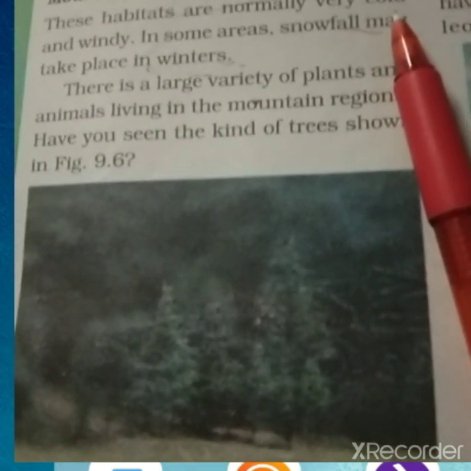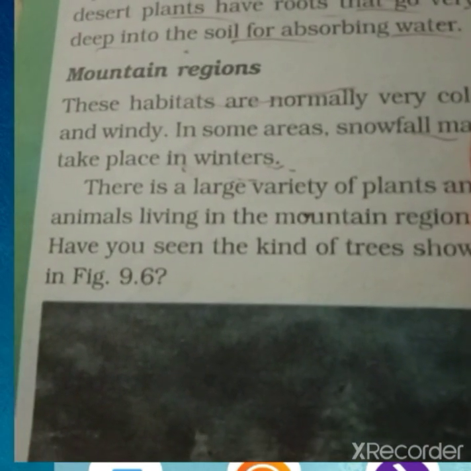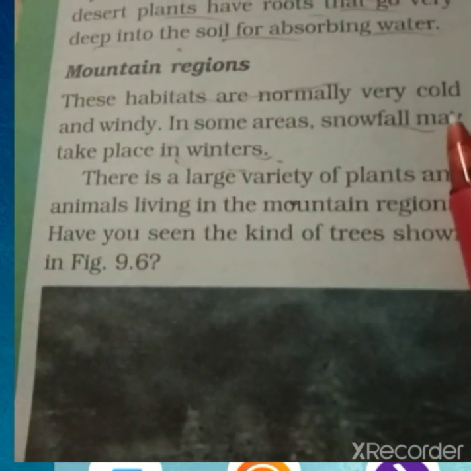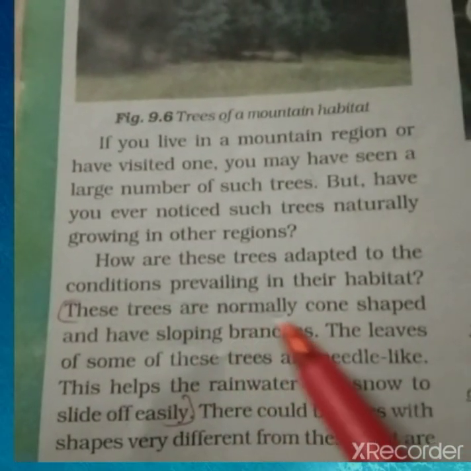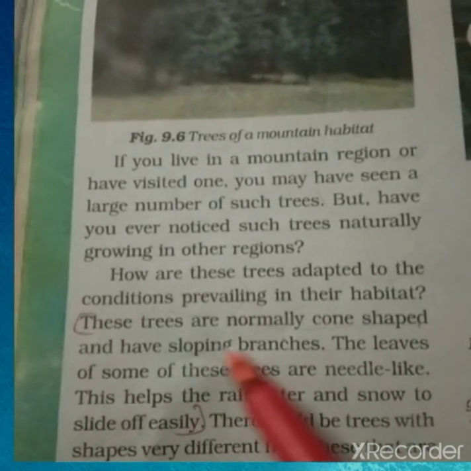Now next, mountain region. Look at here the shape of the trees of the mountain region, and just think. These habitats are normally very cold and windy. In some areas snowfall takes place in winter. There is a large variety of trees which we can find here. However, see that these trees are normally cone shaped and have sloping branches.